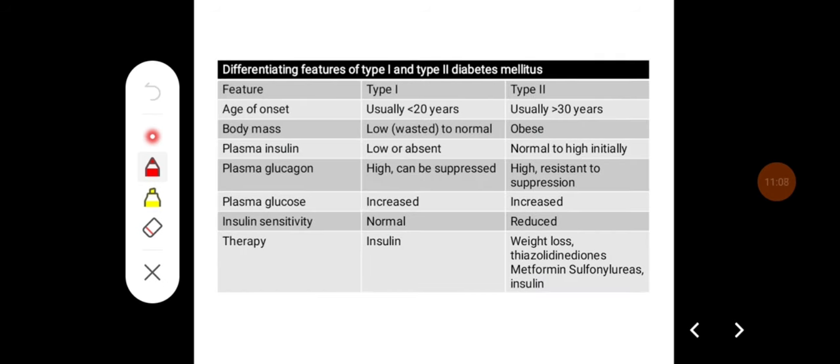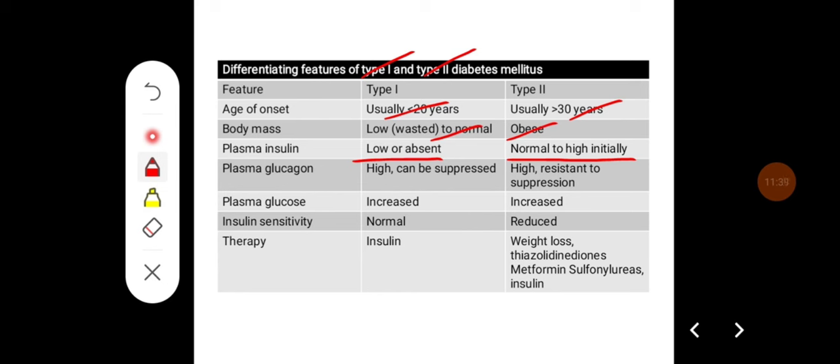These are some of the differentiating features of type 1 and type 2 diabetes mellitus. In type 1, age of onset is less than 20 years, whereas in type 2 it is more than 30 years. Body mass is low to normal in type 1, whereas in type 2 diabetes mellitus they are obese. Plasma insulin is low or absent in type 1, whereas it is normal or high initially in type 2 diabetes mellitus.